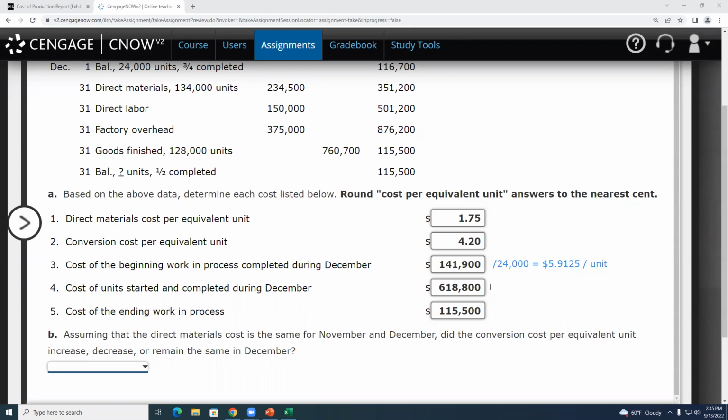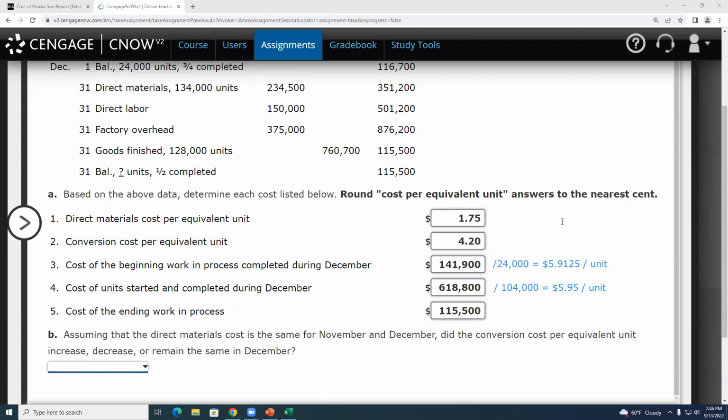Okay. And here in number 4, we know that the units that were started and completed in December, which was 104,000 units, had a cost per unit of $5.95. Everybody okay with those? Okay.